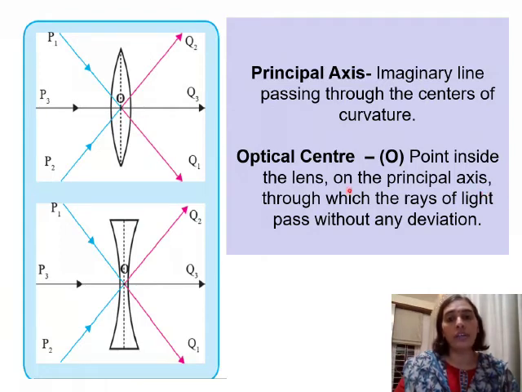So the point that is inside the lens on the principal axis through which the light rays pass without any deviation. You can see ray P1 is passing through the optical center. Here this is the optical center represented as O. It is passing without any deviation. Similarly P2 also, and this is P3. So all three rays pass without any deviation if they are passing through the optical center.